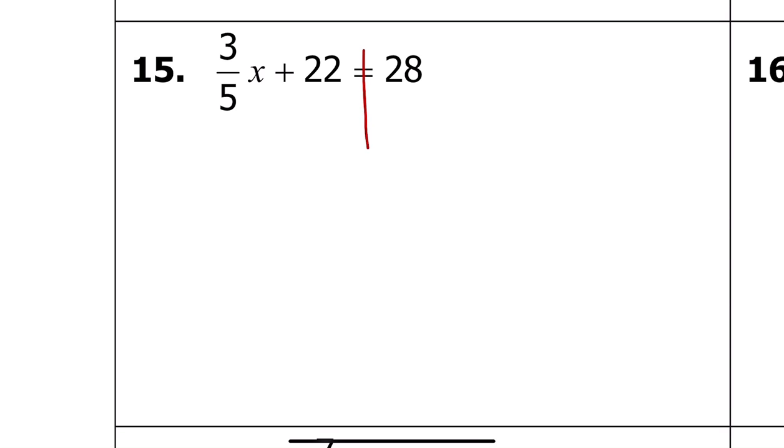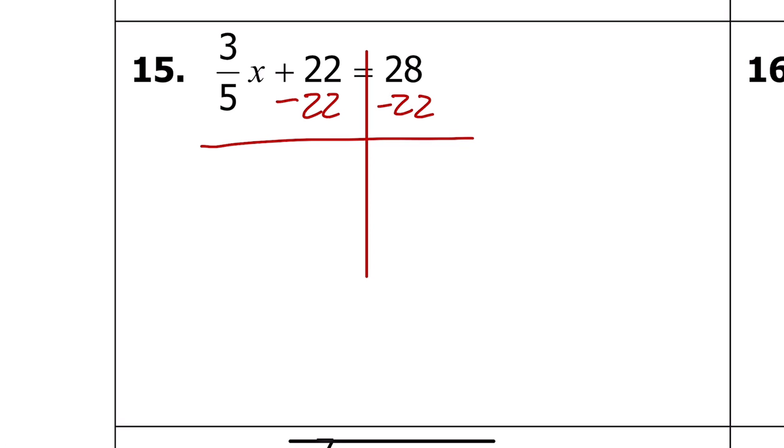First things first, let's draw that line, separate our sides. Okay, so we have 3 over 5x plus 22 equals 28. So 22 is being added. Remember, you add or subtract first. So we're going to do that. Minus 22, minus 22. That's going to leave us with 3 over 5x. These two will give me a 0, so we'll just cross that out. Equals 28 minus 22. So that is going to be 6.